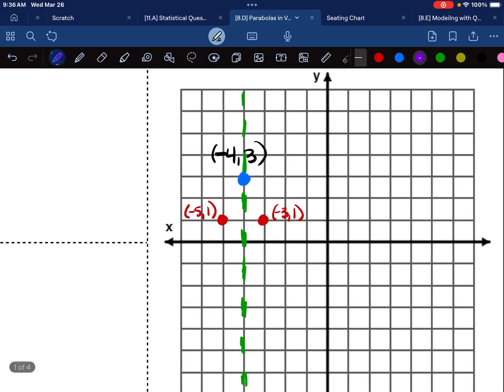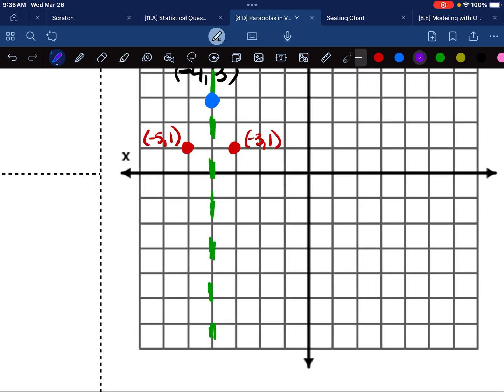So we can go ahead and graph that. Negative 2, negative 5, 1, 2, 3, 4, 5 is right here. And then because of the symmetry of the parabola, I know I went 2 boxes to the right of the axis of symmetry. So if I go 2 boxes to the left, I'll have another anchor point. That one's at negative 6, negative 5.